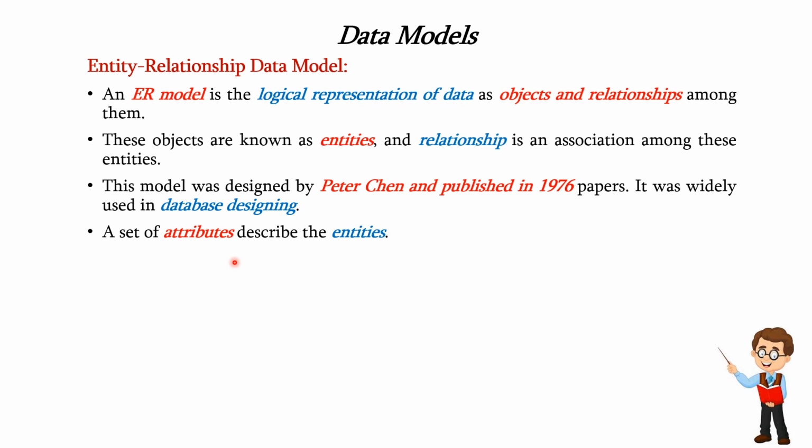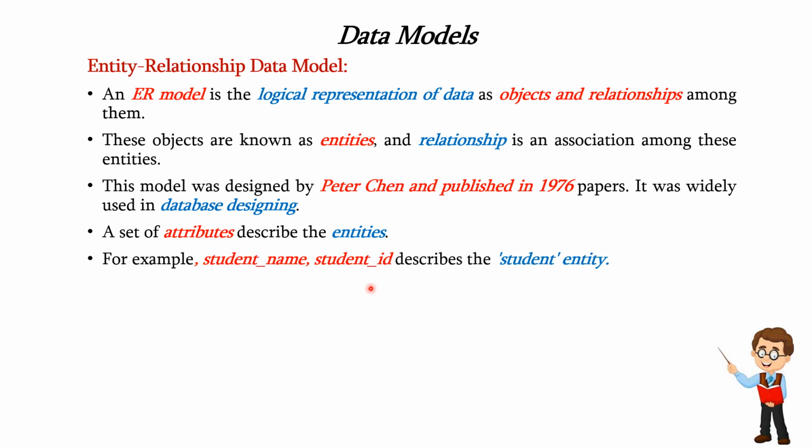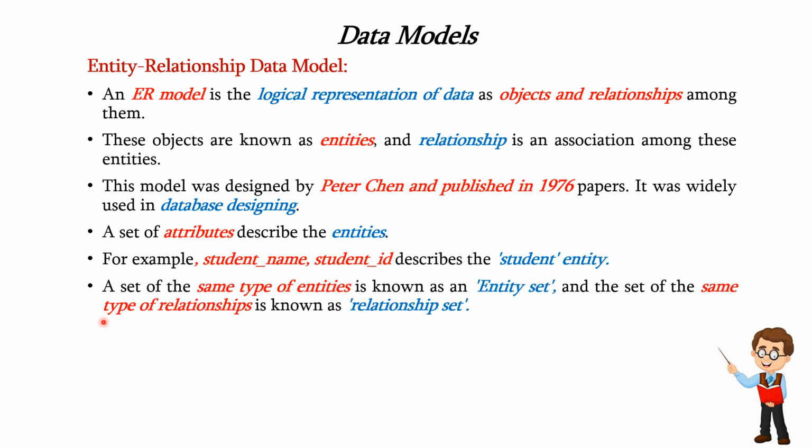A set of attributes describe the entities. For example, student name and student ID are the attributes which describe the entity student. A set of same type of entities is known as entity set, and the set of same type of relationships is called relationship set.